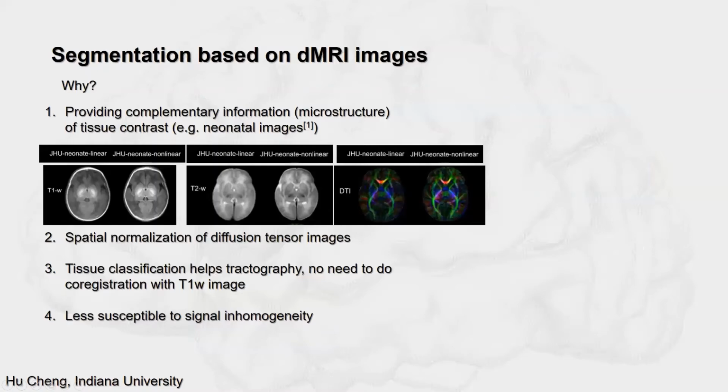As I mentioned earlier, segmentation on T1 weighted image is not perfect. So for dMRI applications, segmentation based on dMRI images has several advantages. First, it can provide complementary information arising from the microstructure.